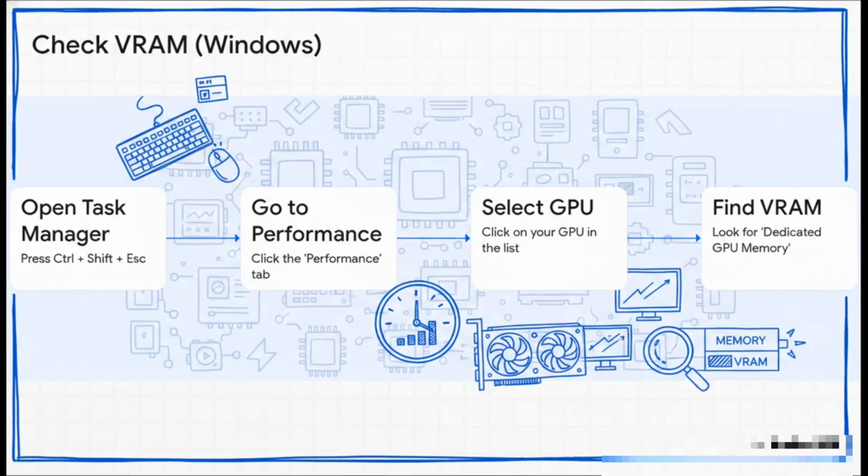Not sure how much VRAM you've got? Hey, no problem. If you're on Windows, it's super easy to check. Just follow these steps. Pop open your Task Manager with Control-Shift-Escape, click on the Performance tab, find your GPU, and look for Dedicated GPU Memory. That number right there, that's what we're looking for.